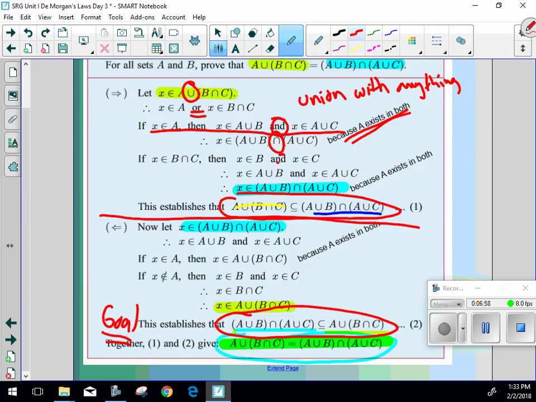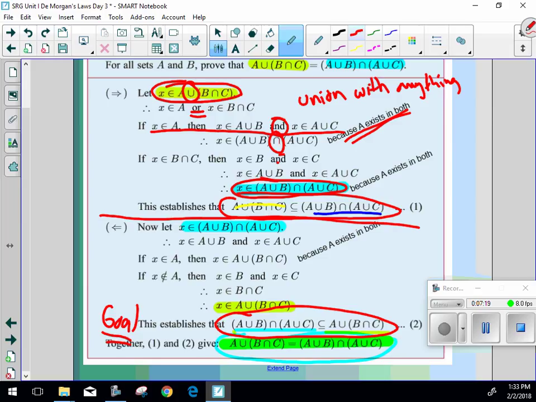So therefore, this is a subset of this. And that's what I'm saying here. A union B intersect C is a subset of that. And I just did the same thing in reverse here.